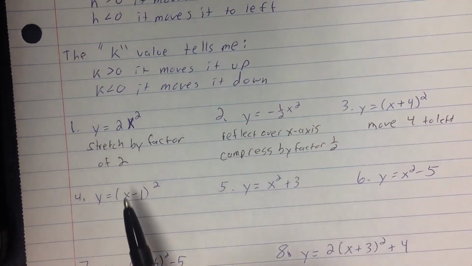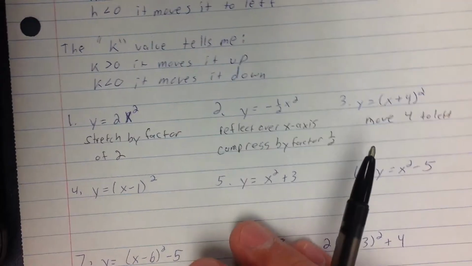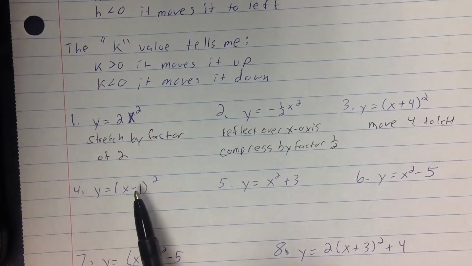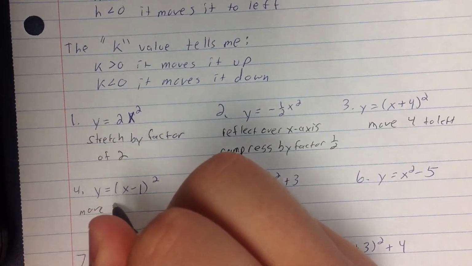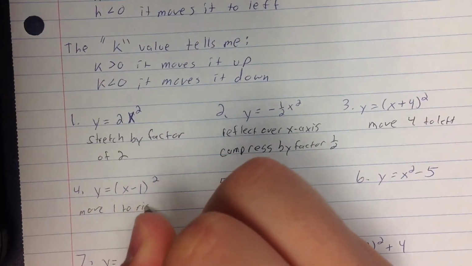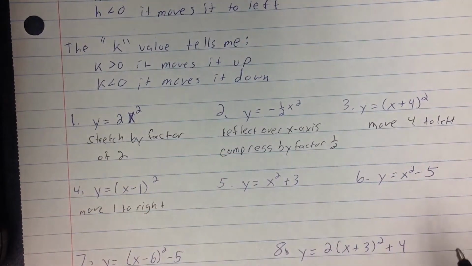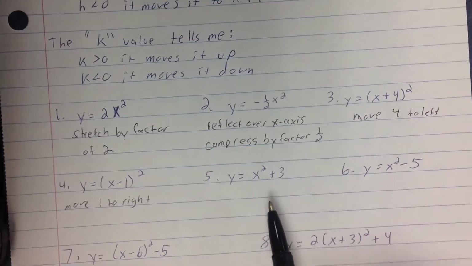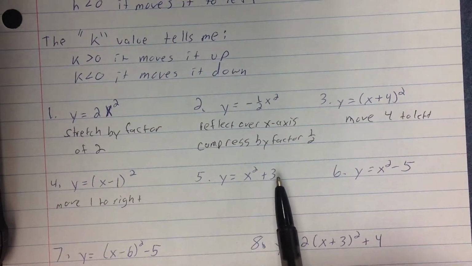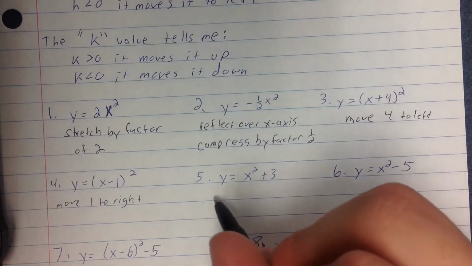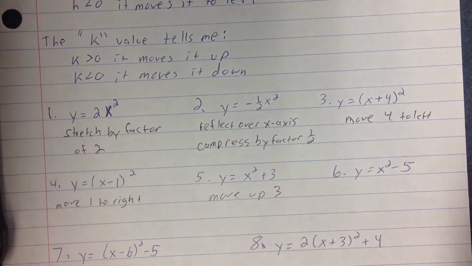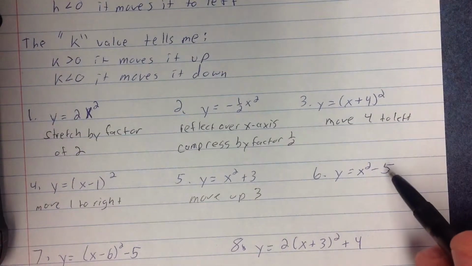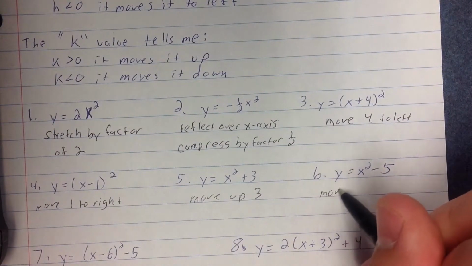Similar on number 4, people think this is 1 to the left, but again, that minus sign was in our formula. So this is move 1 to the right. On number 5, the 3 is our k, so if it's positive, this moves it up 3. 6, this is our k, and it's negative, so it moves it down 5.